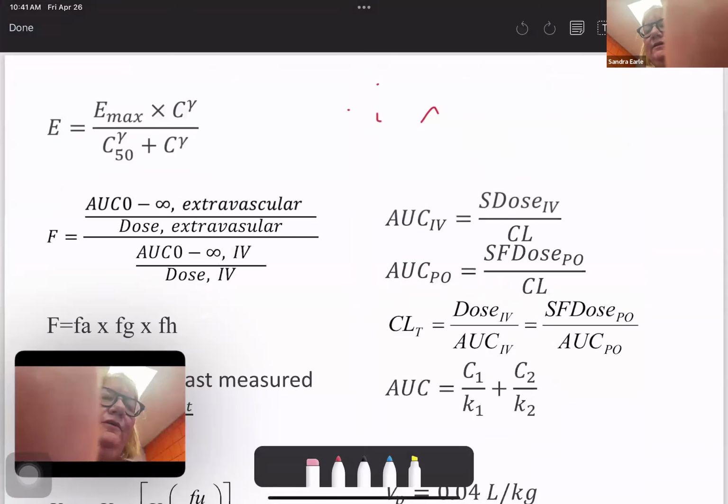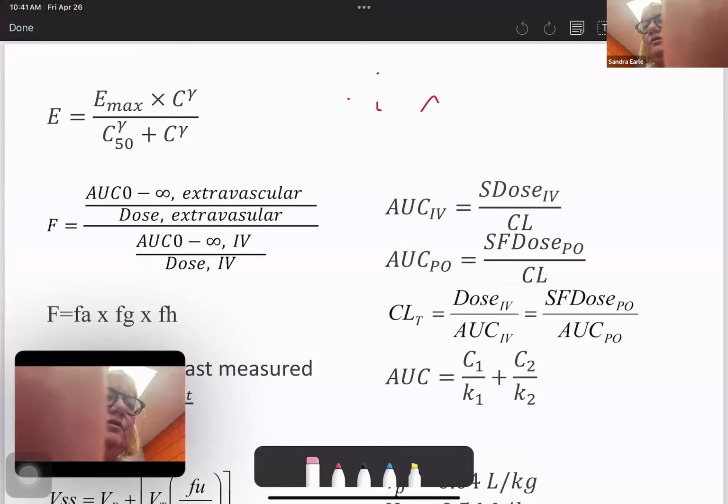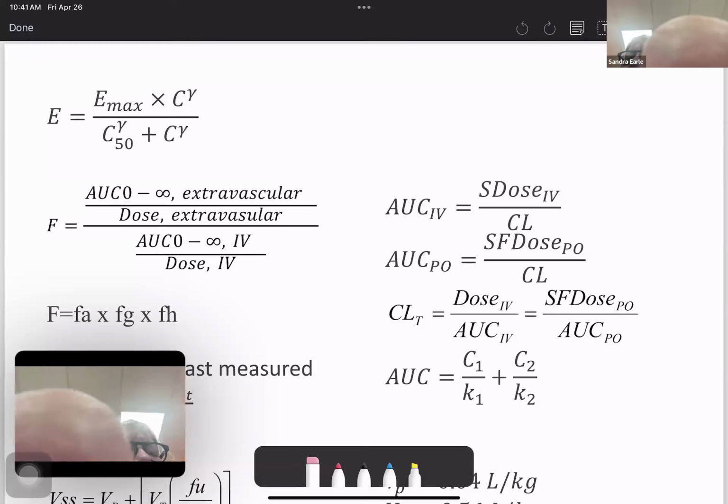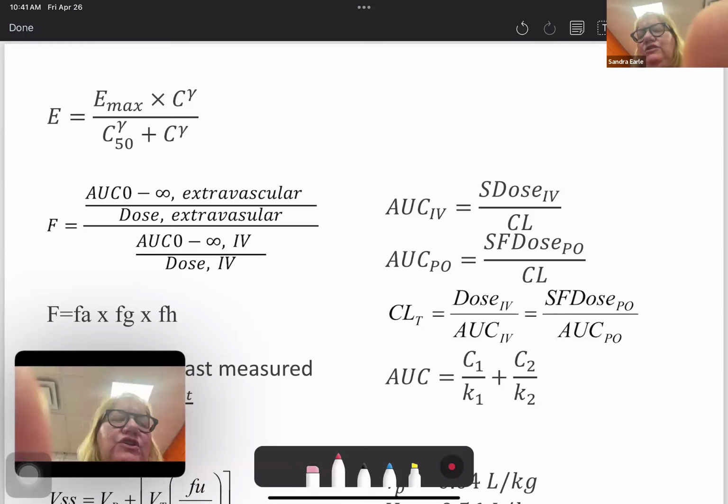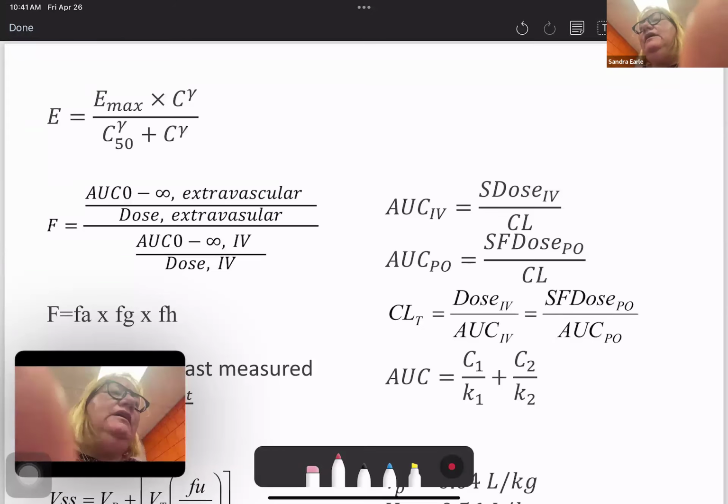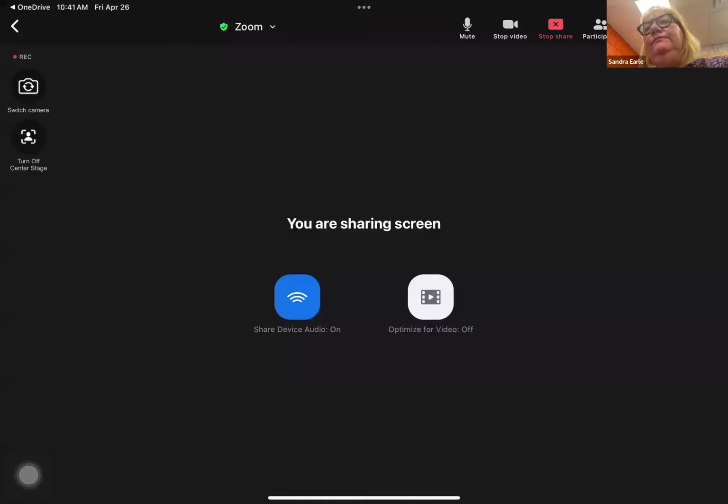Okay, guys, I wanted to go through this equation sheet with you and make sure, since I've changed it a little bit, that you can follow it easily. I want to make sure this is recording. Yes, it is. Okay.